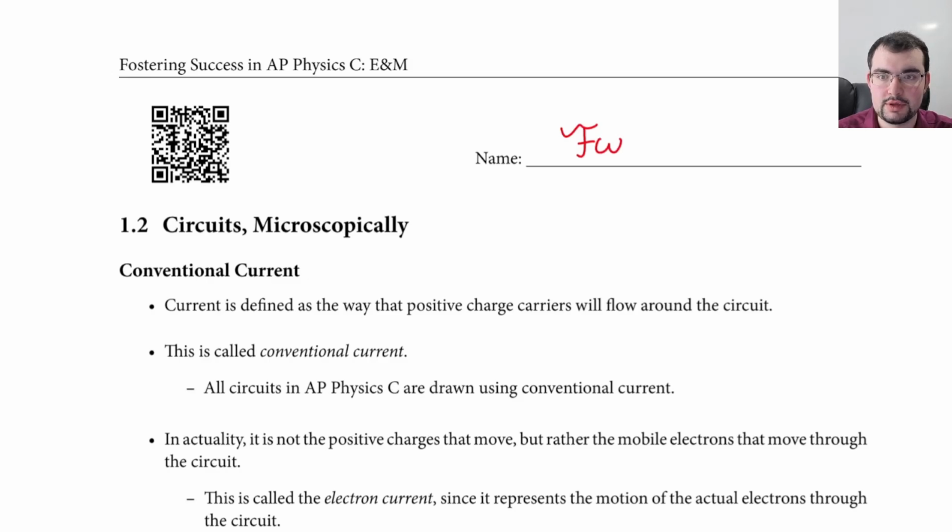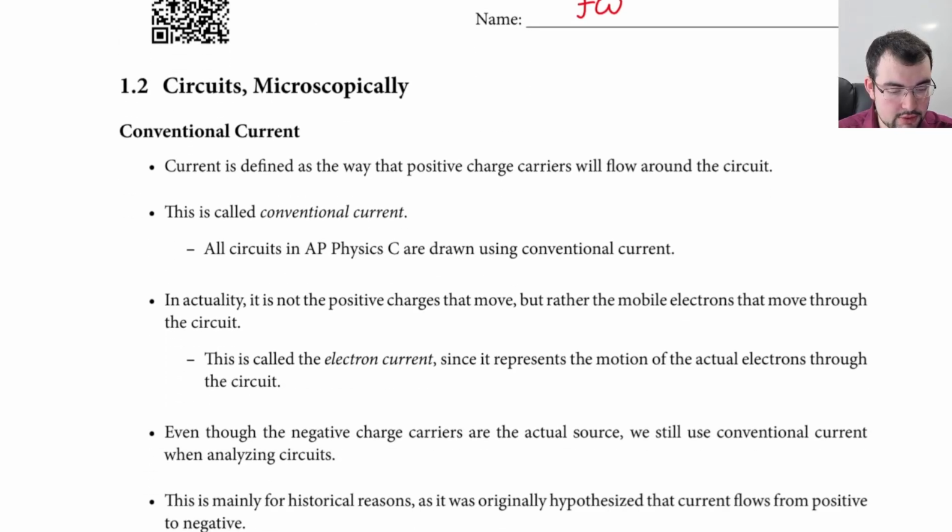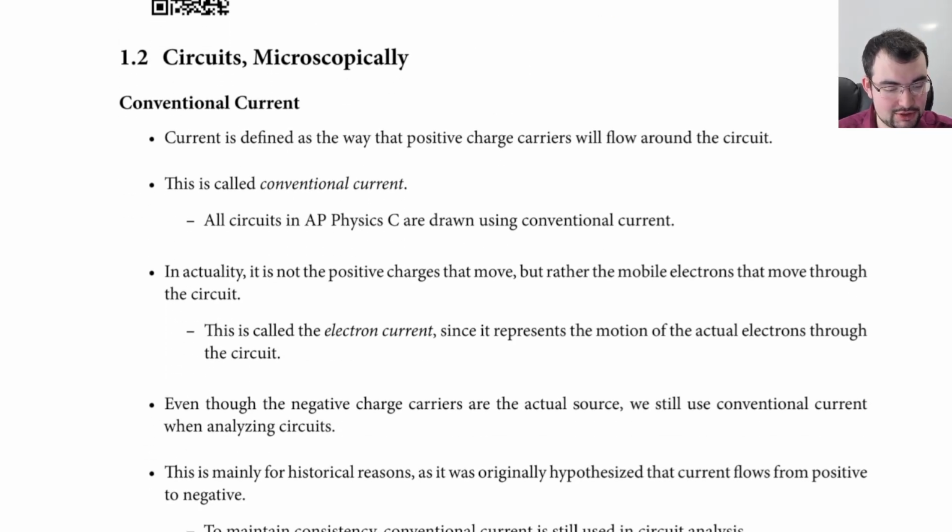All right. So now that we've talked about circuits, we're going to zoom in and look at some things that happen on the microscopic level within them. So first, we're going to formally define current in a circuit. And we define current as the way that positive charge carriers will move. And that should seem odd, because we just spent time talking about how it's the electrons that are moving, because electrons live in those valence shells and they're more easily removed versus those heavy nuclei that are tightly bound.